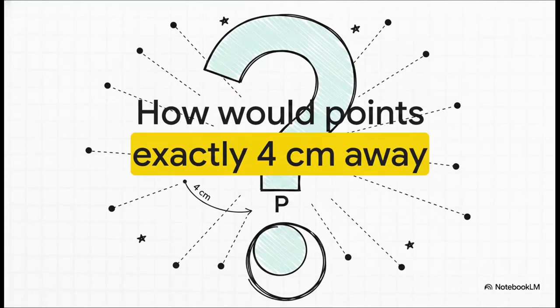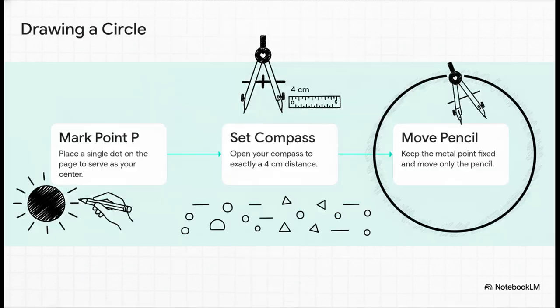Our text poses this brilliant thought experiment. Imagine placing a single point, let's just call it point P, on your paper. Now try to hunt down and mark every single spot in every possible direction that is exactly 4 centimeters away from point P. If you marked 10 points, 100 points, or even an infinite number of points, what shape naturally emerges on the page? Well, instead of just guessing, the chapter gives us the exact steps to construct this reality.